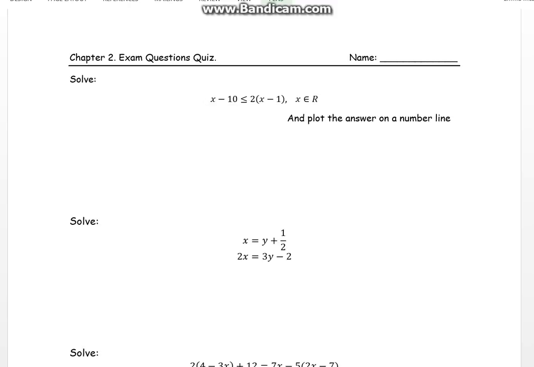Okay, so the first thing we're going to look at is the inequality. x minus 10 is less than or equal to 2 times (x minus 1), where x is an element of the real numbers. All that this means is that x is a real number, meaning it can be a whole number, a fraction, a decimal, pi, a square root, a positive, negative, any type of number.